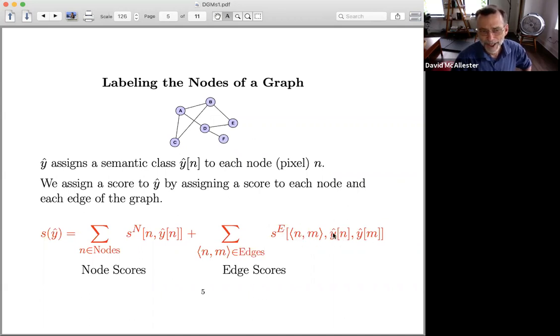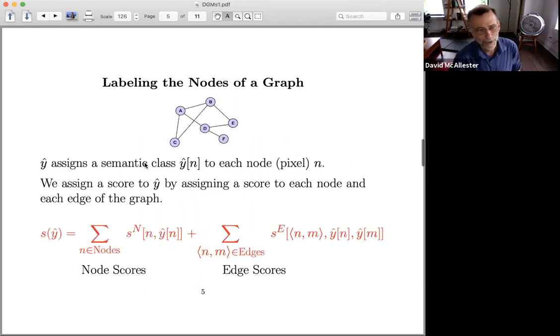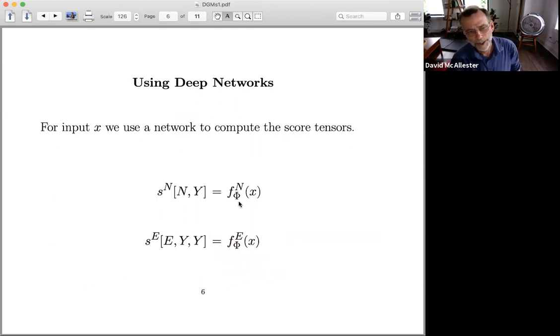And for each edge and each pair of labels, it assigns a score. And that gives us a score for the whole labeling. When you make this compatible with deep learning, what we want is that these tensors, which are small objects, the number of nodes times the number of labels, are computed by a deep neural network. So we're going to assume that there's a deep neural network.